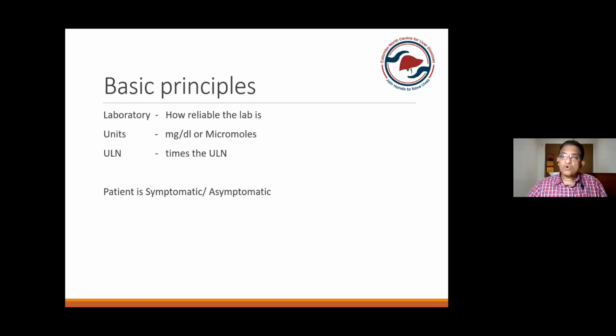Then again, upper limit of normal, because different labs have different calibration systems, and sometimes for alkaline phosphatase the upper limit of normal is 340, and in other labs it is 113. So you will have a wrong diagnosis if you are not careful with the upper limits of normal. Again, when you are interpreting these values, make sure whether the patient is symptomatic or asymptomatic, because if you find gross abnormalities in a patient who is asymptomatic, you have to consider lab errors.